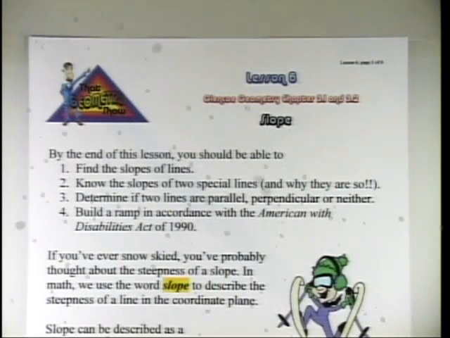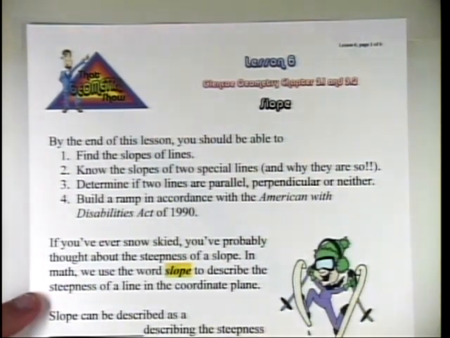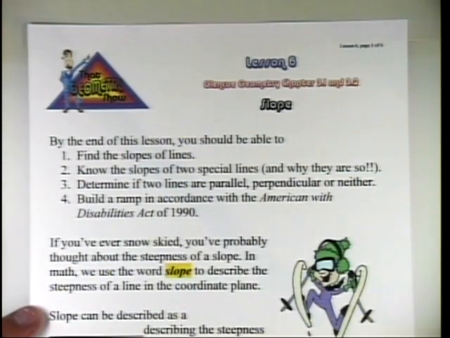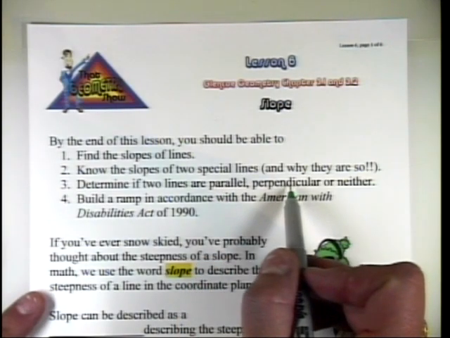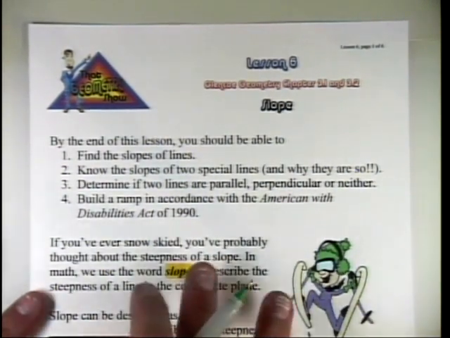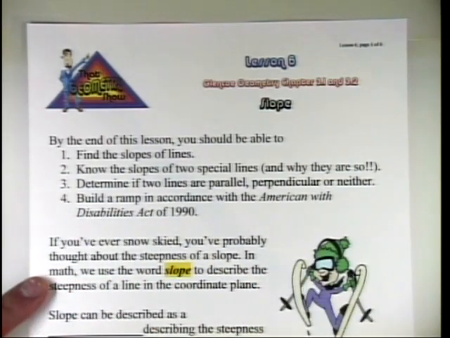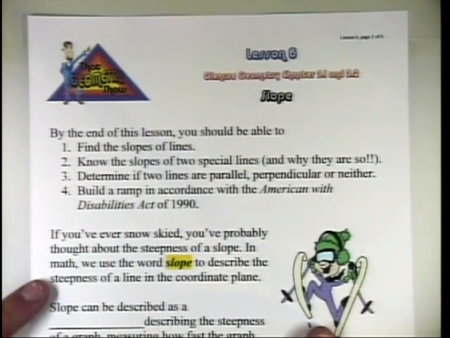All right, lesson 6 is going to correspond with your Glencoe Geometry chapter 3.1 and 3.2. Of course, you know it's slope. Now, by the end of the lesson, you should be able to, number 1, find the slopes of lines. Number 2, know the slopes of two special types of lines and why the slopes are such. Number 3, determine if two lines are parallel, perpendicular, or neither parallel nor perpendicular. And number 4, we're going to build a ramp in accordance with the Americans with Disabilities Act passed in 1990. So those ski goggles are going to double as construction safety goggles.